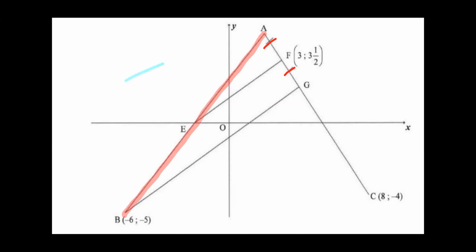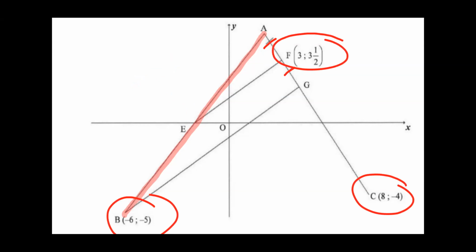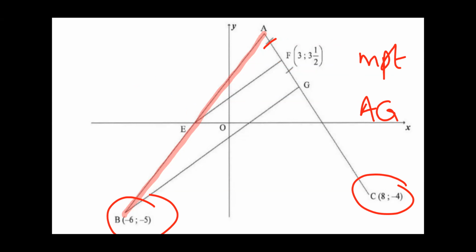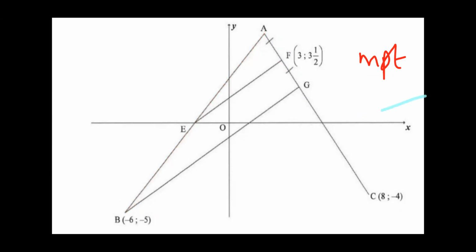Okay. Now only the coordinates of B and C are given, and then the coordinates of F, which we said is the midpoint for line AG. Remember I told you, sometimes they will give you the midpoint and you will have to work out either the coordinates of point A or point G. So this is one of those instances where the midpoint is already given and you have to use the midpoint formula backwards to find the coordinates of A or G.